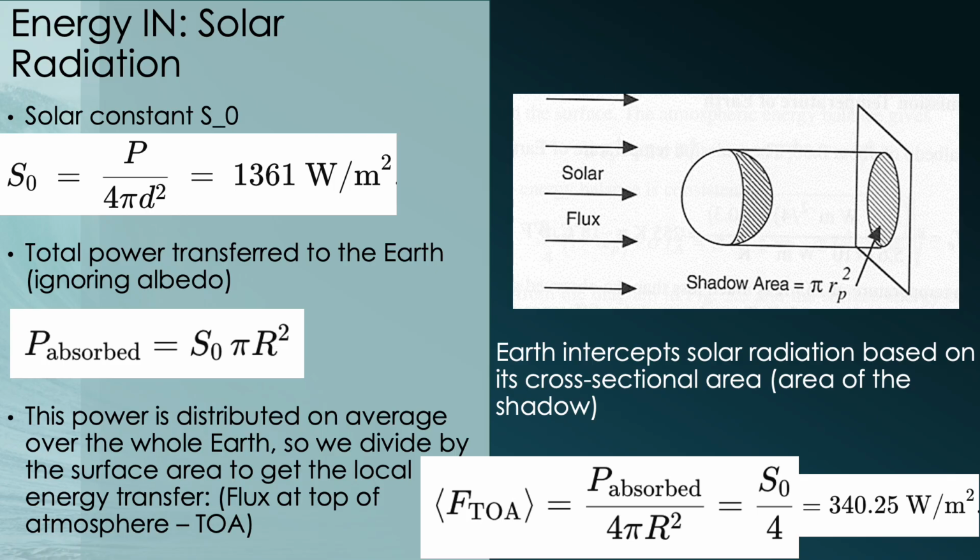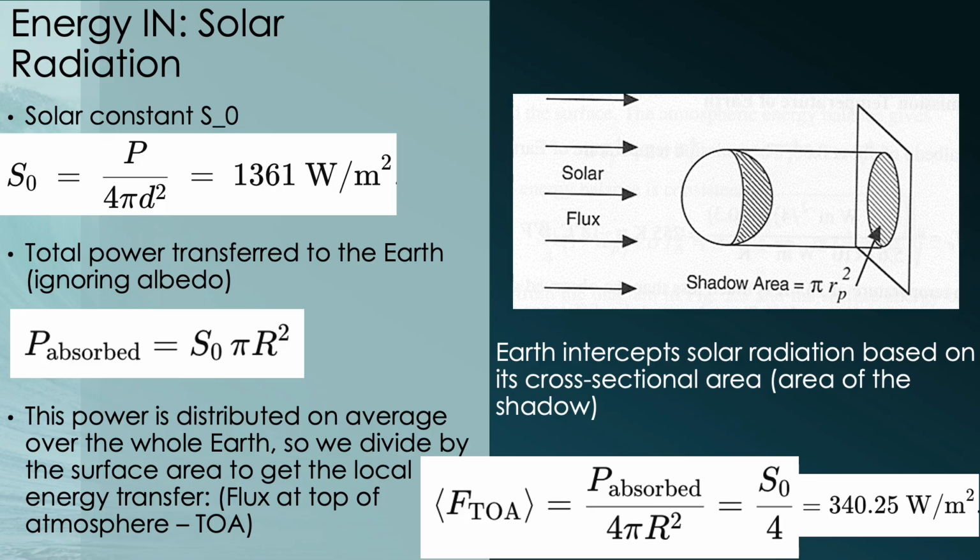And then the Earth absorbs that radiation in an area equal to its cross-sectional area, so pi r squared. That's the total absorption. So we have here the power absorbed. The second formula is S naught, that's that 1361 times pi r squared.